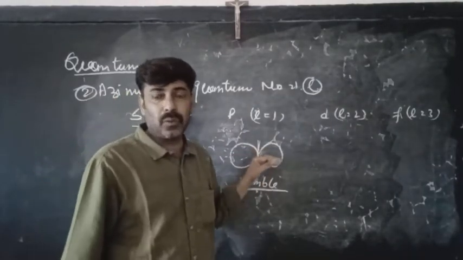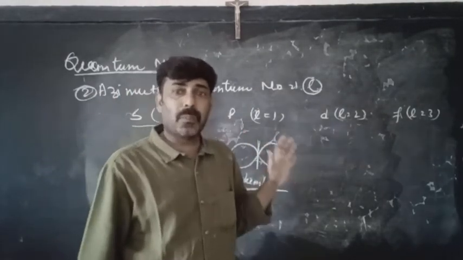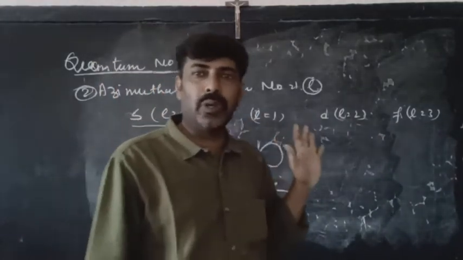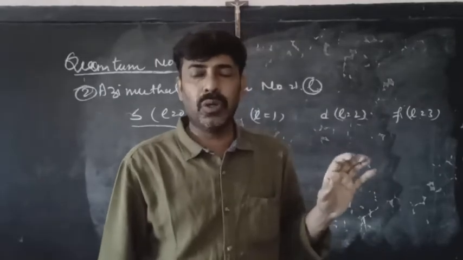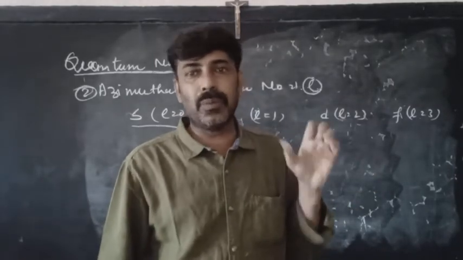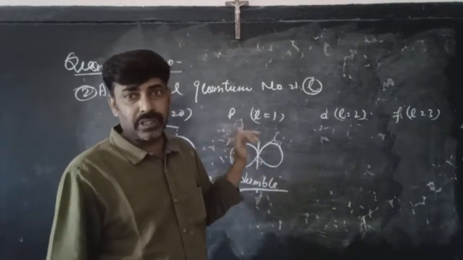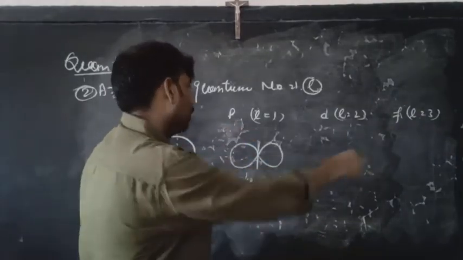This is the plane, the nodal surface, where the probability of finding the electron is nil. I have already told you that nodes are the zone where the probability is 0. Probability of finding is 0. So here the probability of finding an electron is 0 in these other subshells.